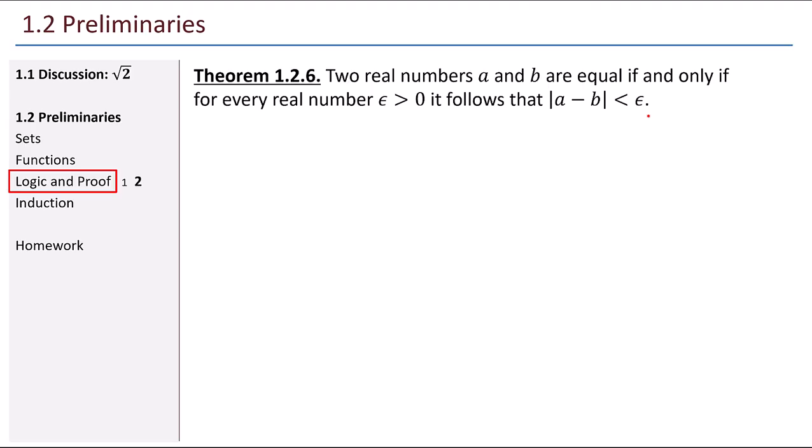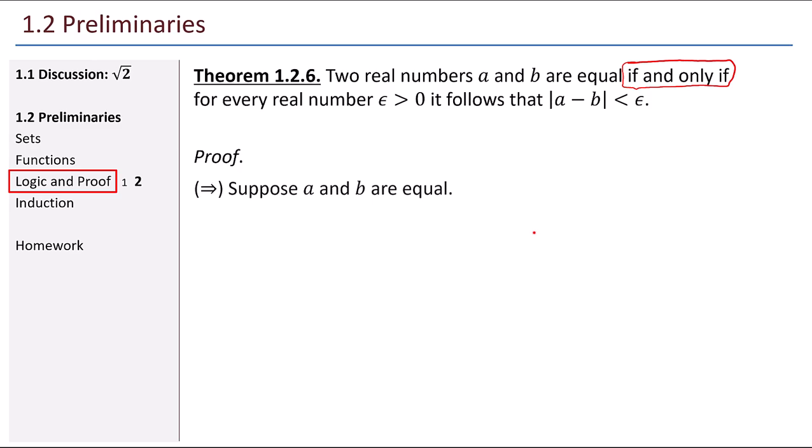All right, here it is. Why is this true? Well, first of all, this statement is an if and only if statement. So there's really two different things we have to prove. We have to prove that if two real numbers a and b are equal, then for every real number epsilon greater than 0, it follows that the absolute value of a minus b is less than epsilon. That's the first part of the proof. And then for the second part of the proof, I make this my hypothesis. If for every real number epsilon greater than 0, it follows that the absolute value of a minus b is less than epsilon, then the two real numbers a and b are equal. Okay, so we have two mini proofs to go through.